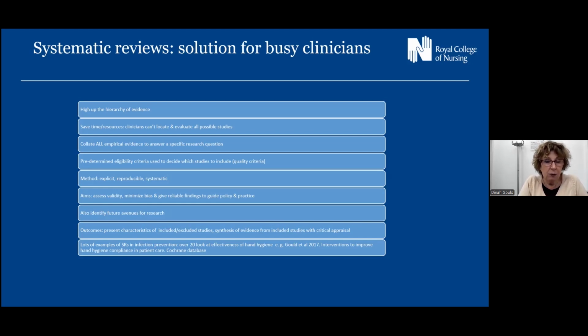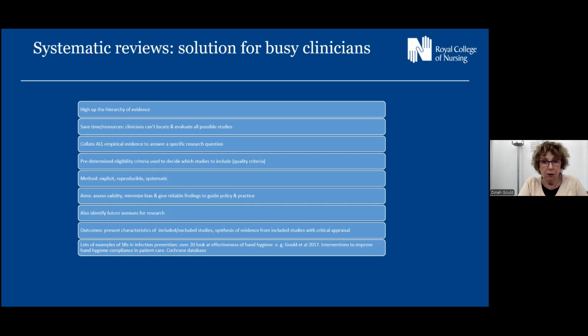And when we write up the results of the systematic review, the people doing it present the characteristics of all the studies that they looked at and the ones they excluded as well. And they tell you why they excluded them. And they explain very precisely how they did their critical appraisal using a named critical appraisal tool. There are lots of systematic reviews in infection prevention. There are over 20 that just look at hand hygiene. And the one that you might like to look at is the one that we did in 2017. We're just doing it all over again now.